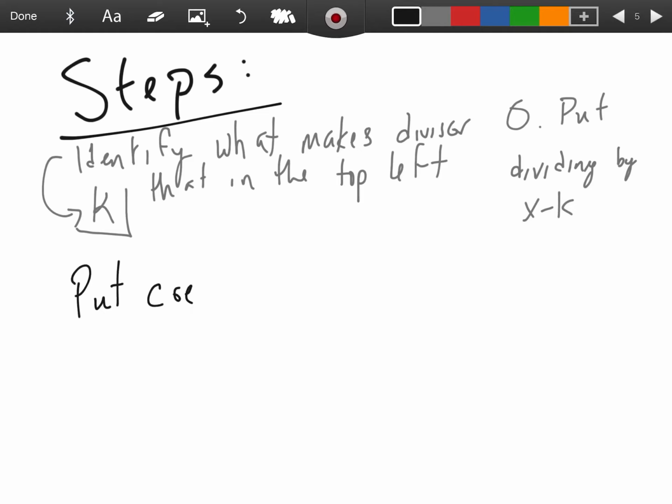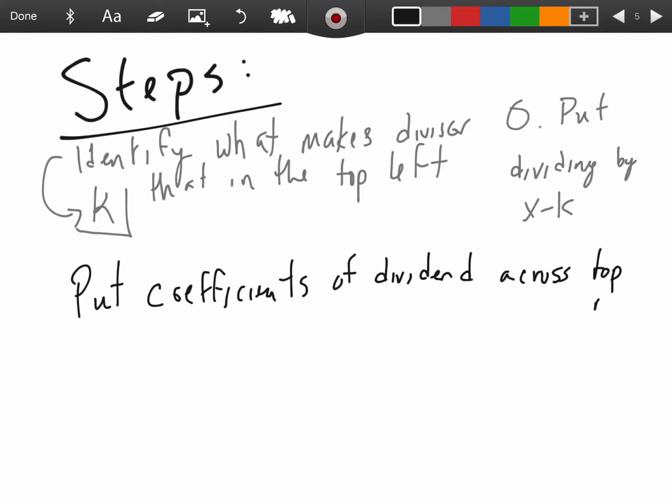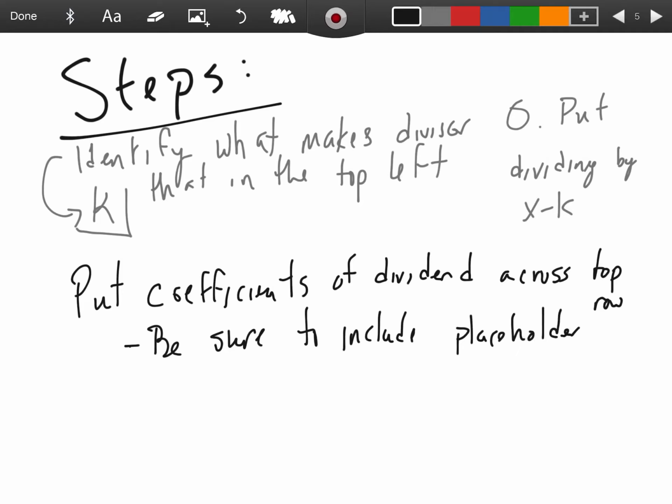Then put the coefficients of the dividend, which is like your numerator, across the top row. And with that, be sure to include placeholders. Then drop down that first one. Drop down the first coefficient.